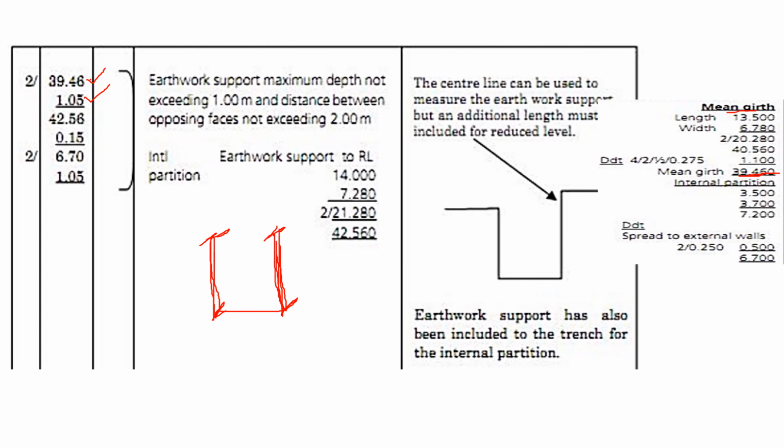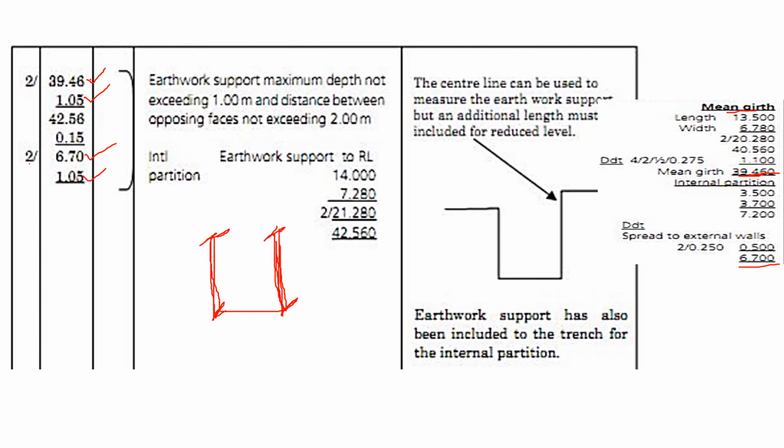Then we shall take for the internal walls, it was 6.70. So this one is for the internal wall, 6.70 multiplied by the depth, multiplied by 2 for both sides of the trench. Then we shall support also where we have reduced the level.